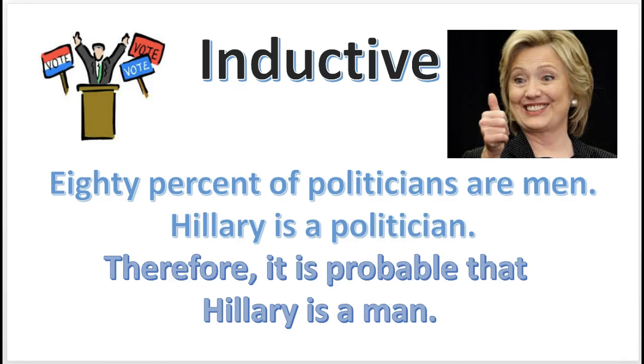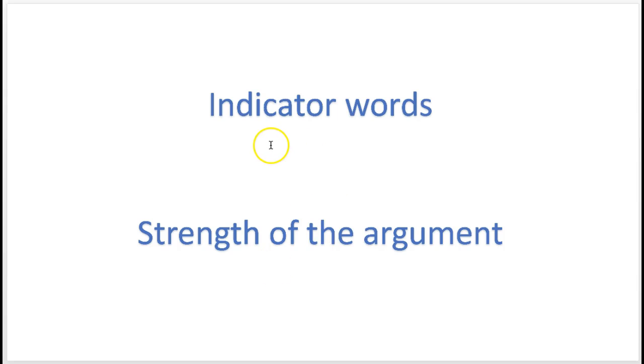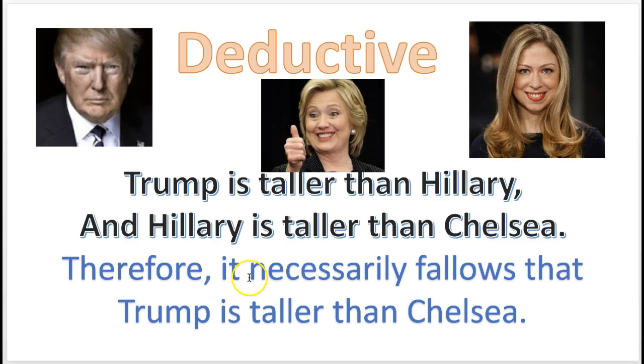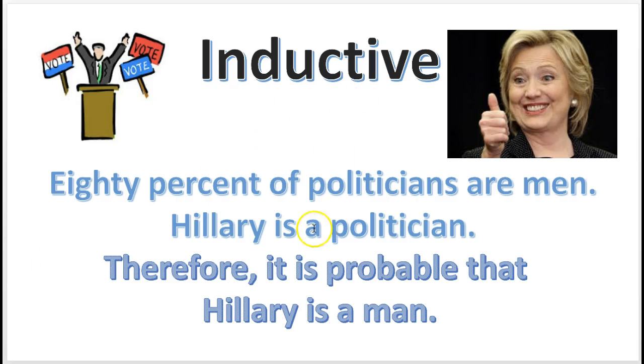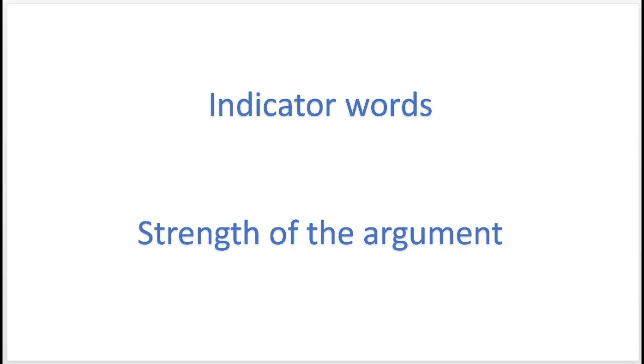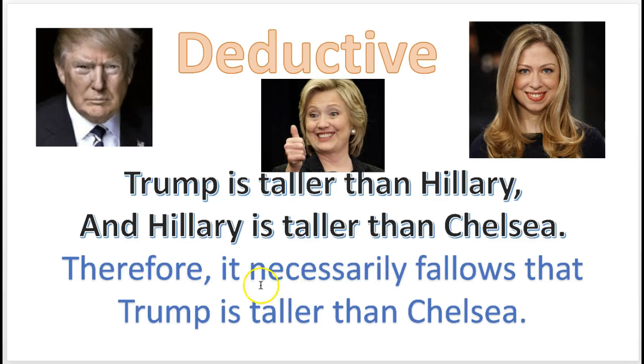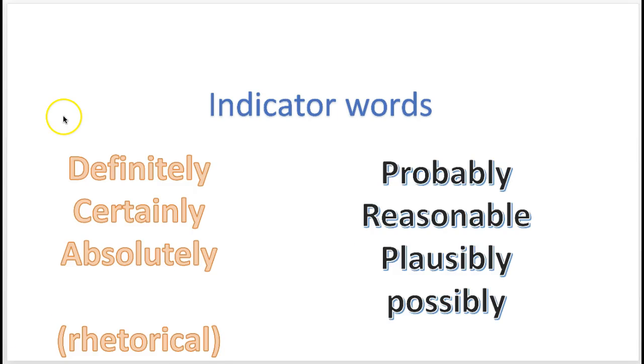De-impossible and improbable. Two things that'll help you distinguish the difference between a deductive argument and an inductive argument are indicator words. Notice in the deductive argument it says it necessarily follows, and in the inductive argument it says it probably will follow. Also, the strength of the argument. Sometimes arguments will not have these indicator words, but you can see the inferential strength of the premises to the conclusion.